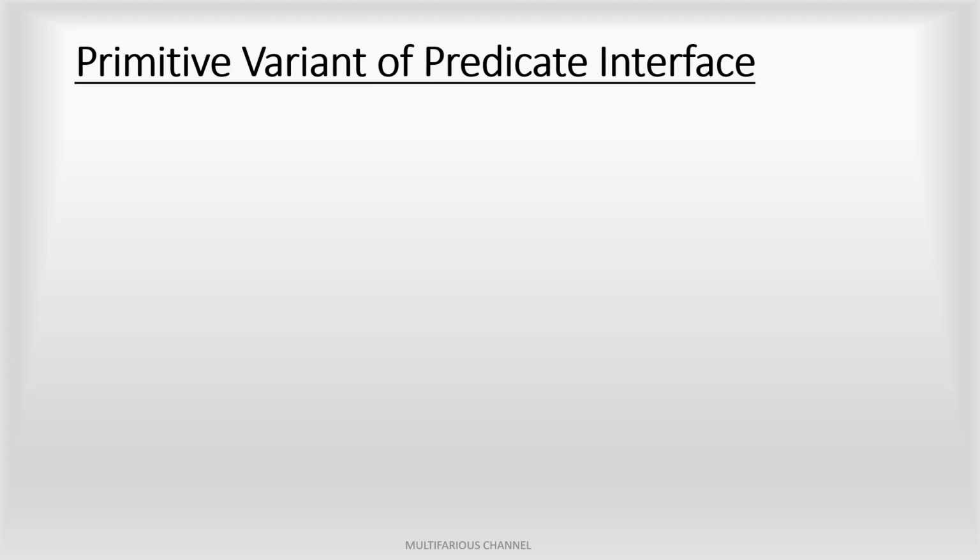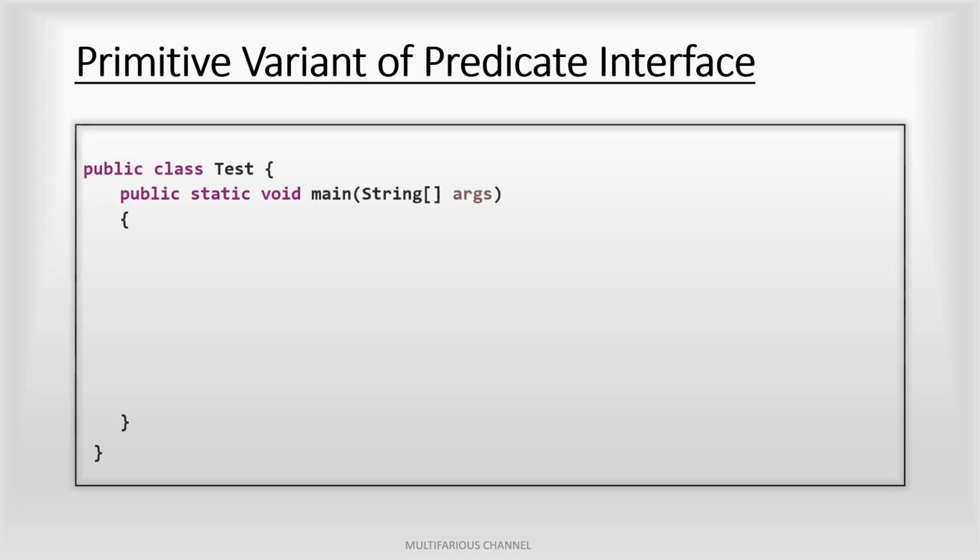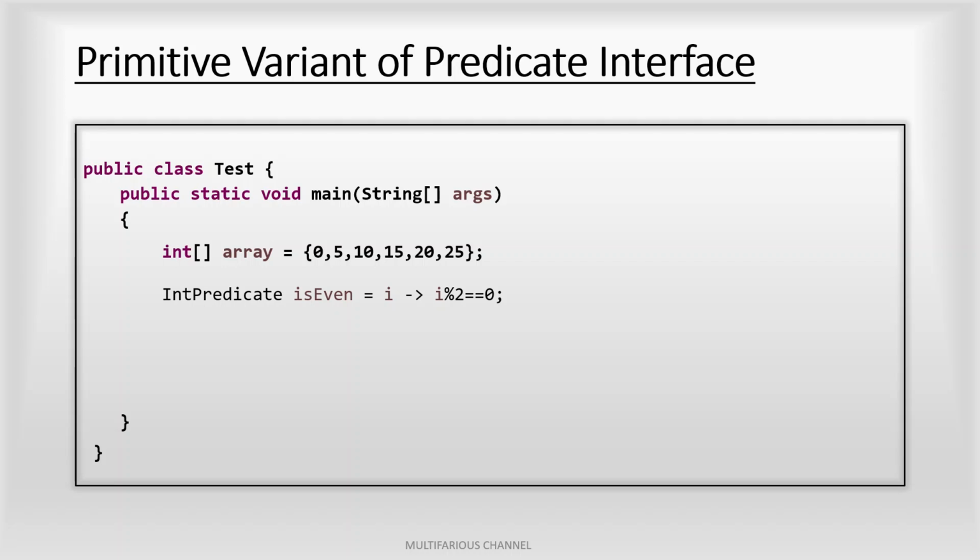Now let's take an example to understand how IntPredicate can be utilized. So in this example, we have a test class in which we have a main method. Here we have an array of integers that holds the integer values. Now we have defined an IntPredicate isEven, which checks whether the given number is even or not. Now we'll iterate over the array and use the test method to evaluate whether the given number is an even number or not. If the number is even, we'll print it to the console. So we'll write something like this. So let's see this code in action.